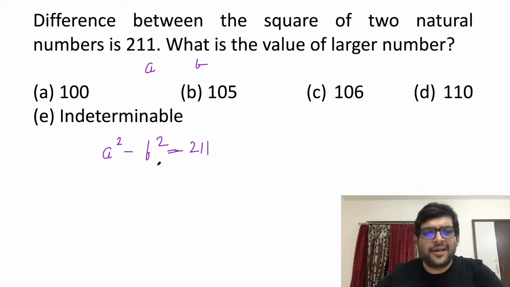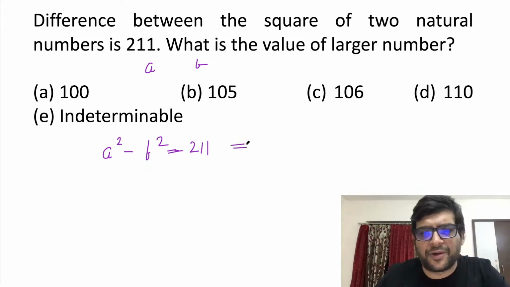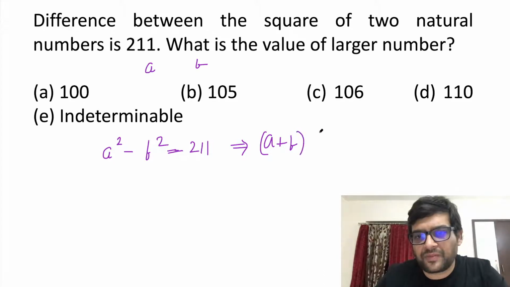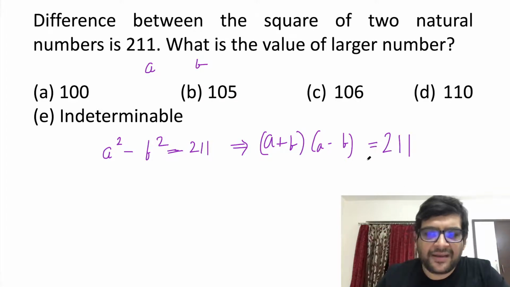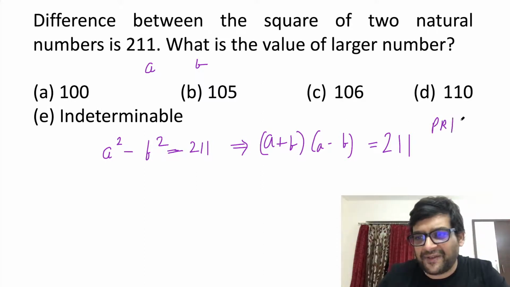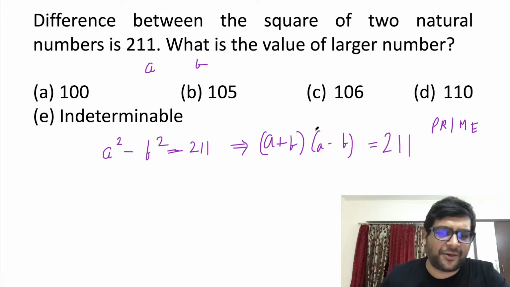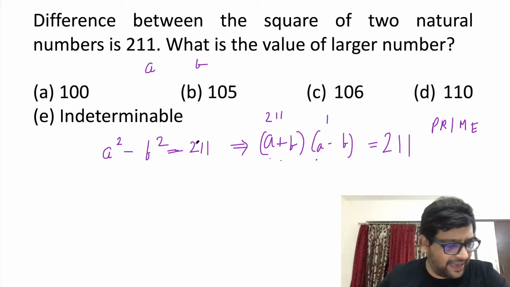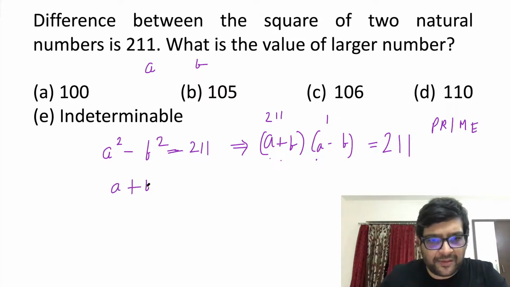Shreya also says 106. So here we are given A square minus B square is 211. That gives me A plus B into A minus B is equal to 211. Now, how do you factorize 211? You can't, because 211 is a prime number. That means A plus B is 211 and A minus B is 1.